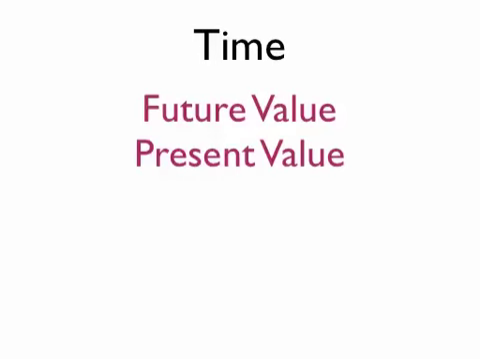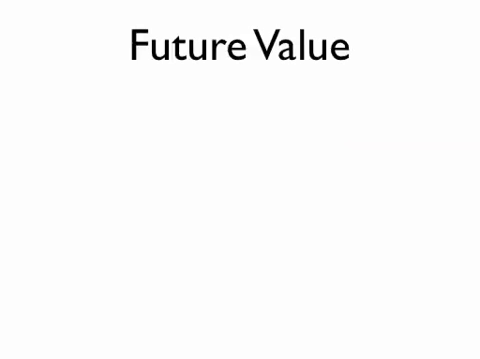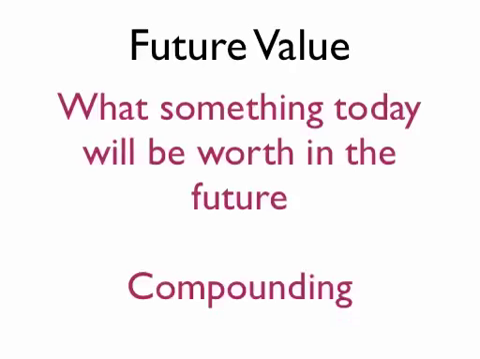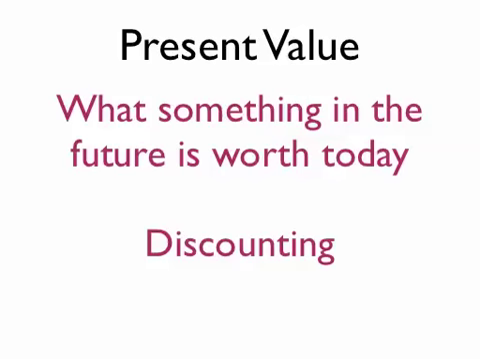Let's consider time first. We have two things that we think about: what something's going to be worth in the future and what something in the future is going to be worth today, or the present value. The future value is basically what something today will be worth in the future. We can compute this by compounding a value. Present value is to determine what something in the future is actually worth today, and we do this with discounting.